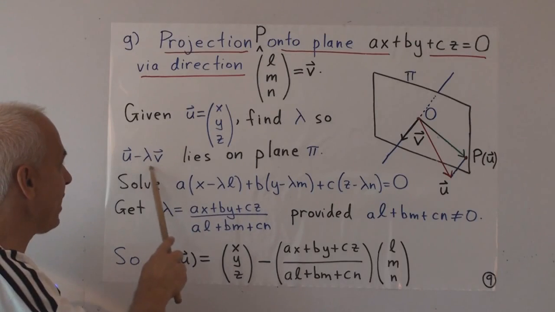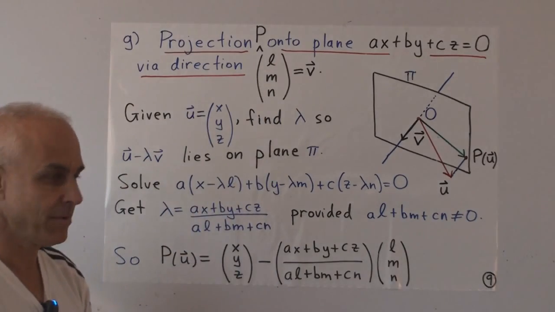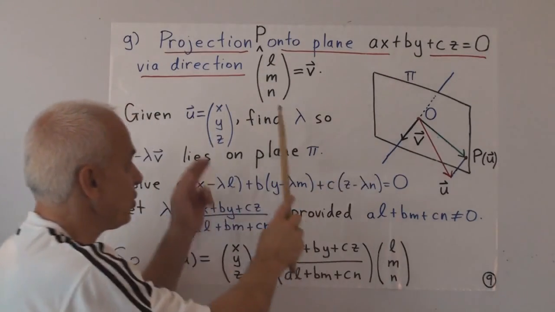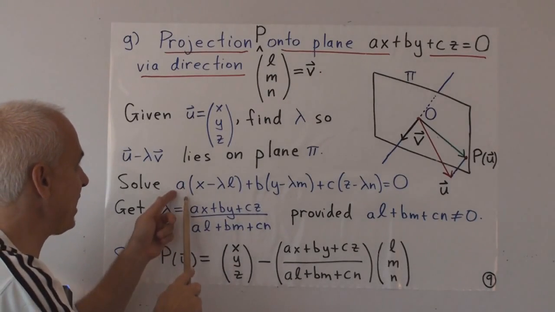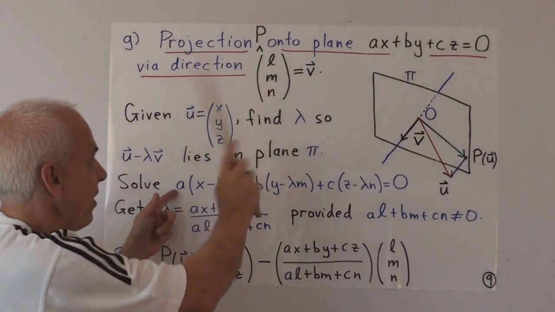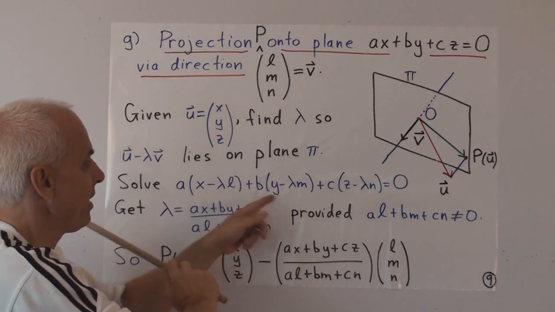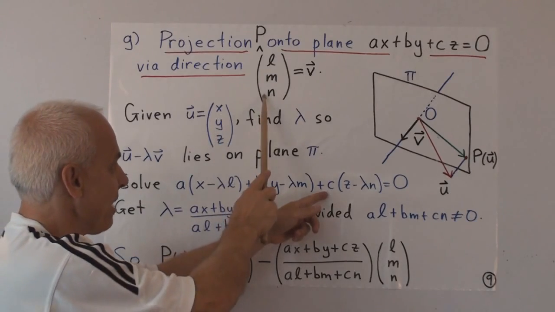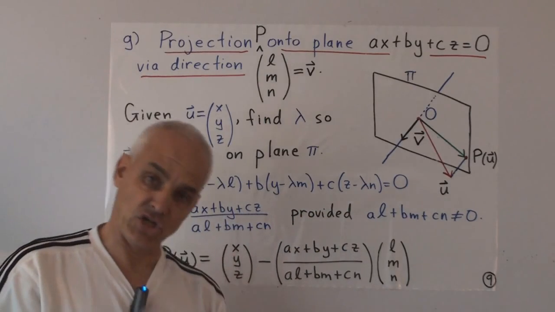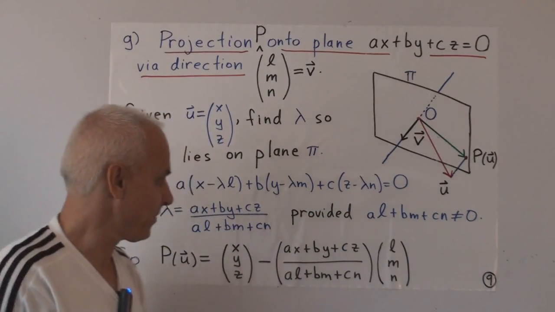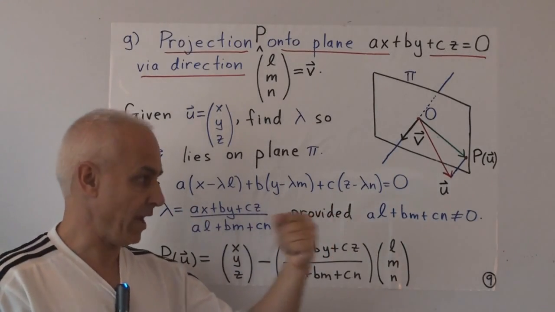And u minus lambda v, that's this vector, minus lambda times this vector. We want that to be on the plane, so it should satisfy the conditions of the plane. That means if we take a times x minus lambda L, plus b times y minus lambda m, plus c times z minus lambda n, we should get 0. And that's a condition on lambda that we can solve for. It's a linear equation in lambda, so it's very easy to solve for lambda.